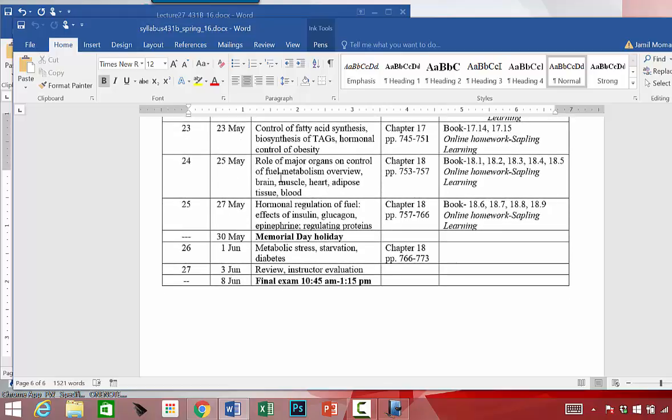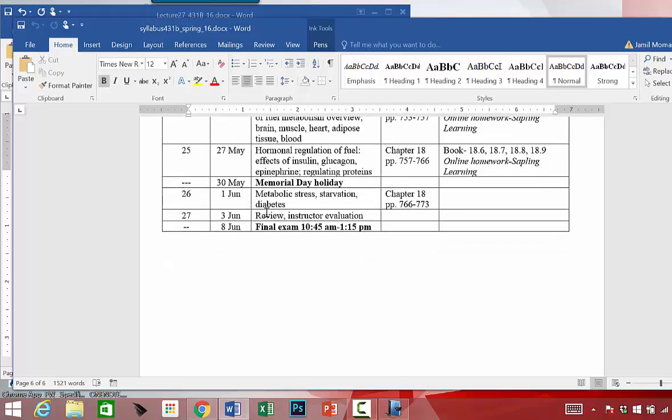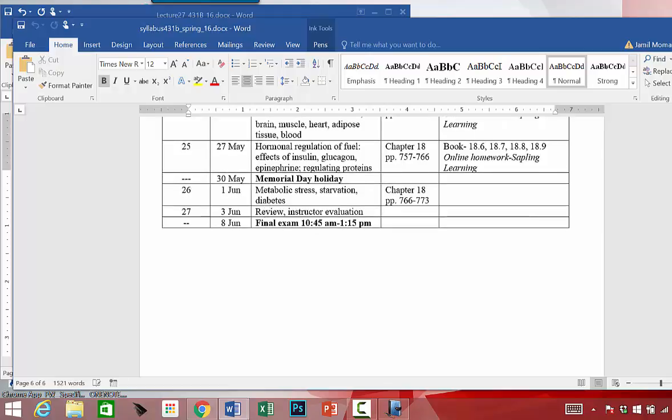I did talk about the role of major organs on the control of fuel metabolism. There was this great picture or image from your book, which I talked about. I talked about insulin and glucagon. I didn't get a chance to talk about epinephrine. And I did talk about starvation and diabetes. I didn't really talk about metabolic stress.